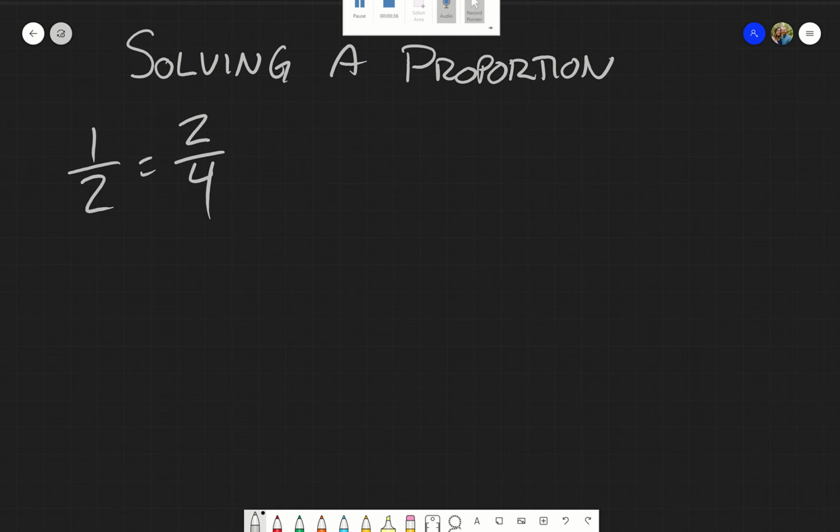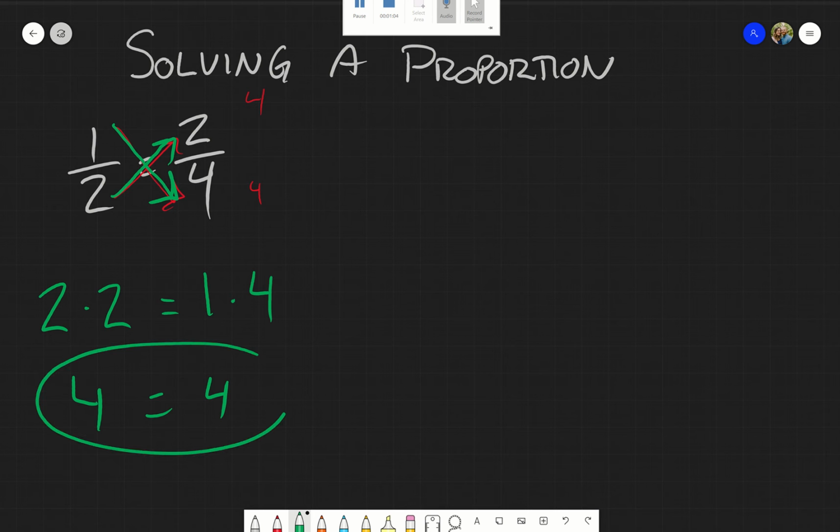Now, how can we check this proportion to see if it's true? Well, we can cross multiply. 2 times 2 is 4. 1 times 4 is 4, and 4 equals 4, so it works. If we wanted to write this out as an actual math problem, we would say 2 times 2 equals 1 times 4. 2 times 2 is 4, equals 1 times 4 is 4. 4 equals 4.